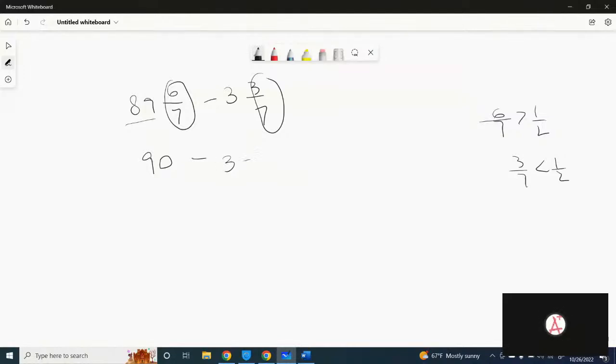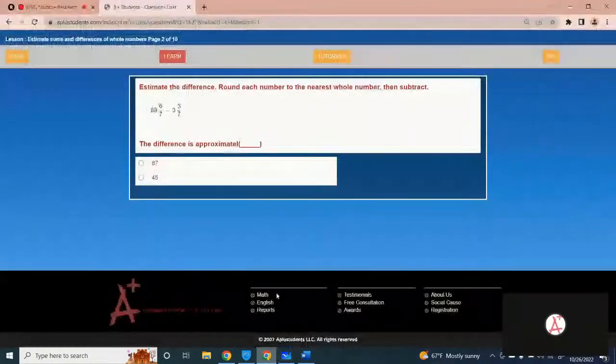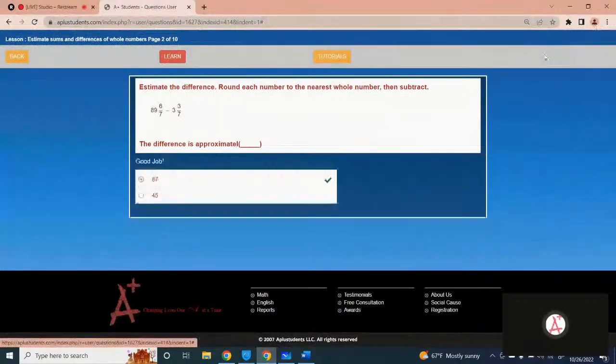Got it? So 90 minus 3 is 87. Just select the correct option and then click on the OK button. So 87 is the correct option, and then click on the button.